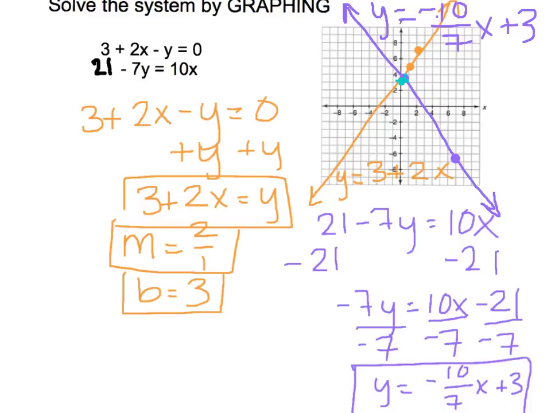So of course, I'm not done. I don't have a solution until I write down the intersection point as an ordered pair. So my solution is (0, 3), excuse me. That is the solution to the system.